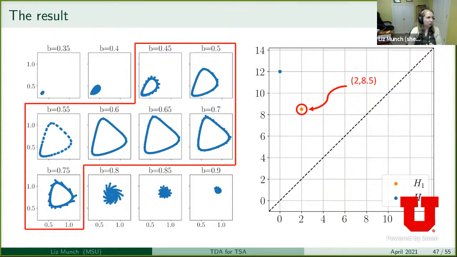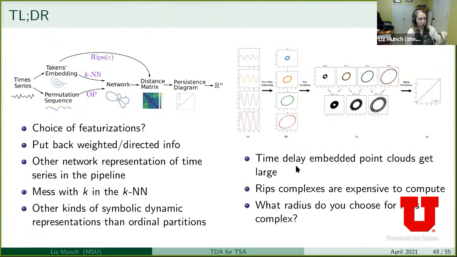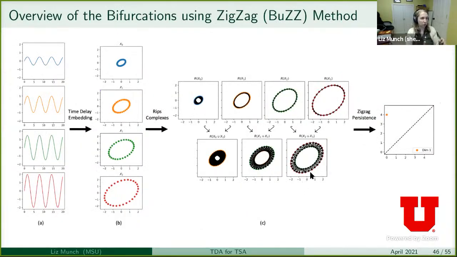So that's pretty much the idea with this whole method: take our time delay embedding, turn it into Rips complexes, turn those into some giant zigzag module looking thing, and then come up with a persistence diagram to represent it.